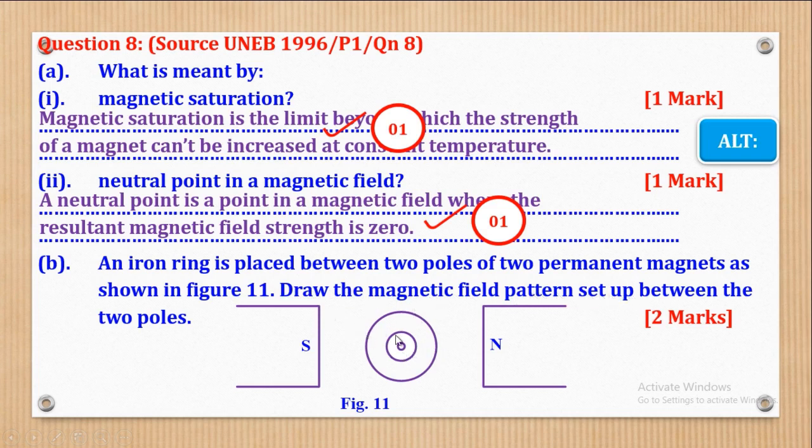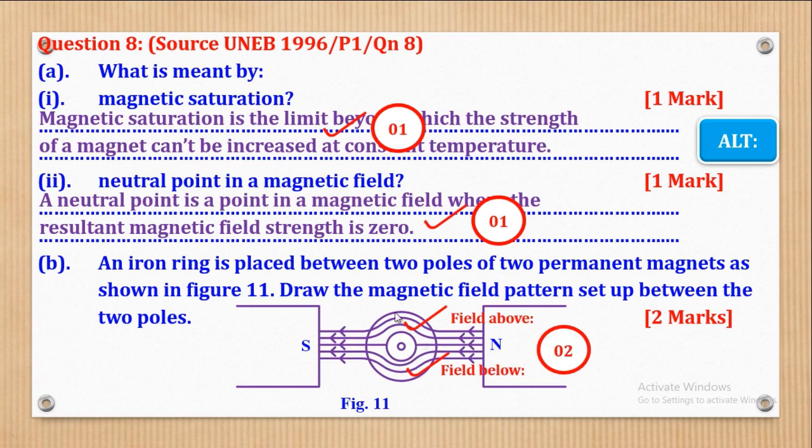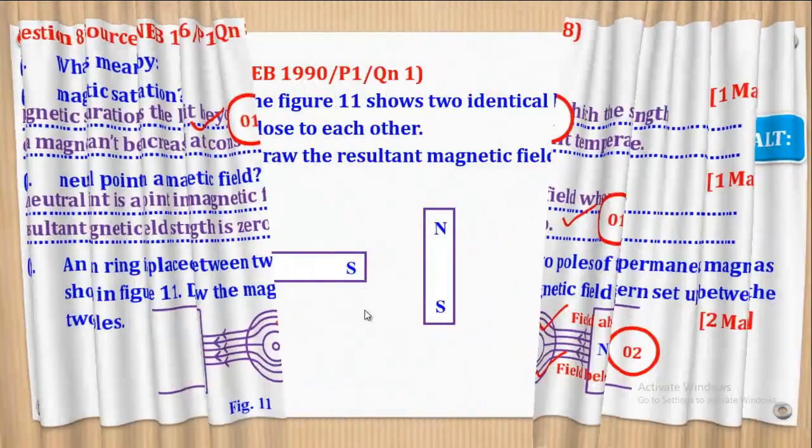So remember that this is an iron ring. So that will be the field. I think you realize that it's moving from north to south, and it does not penetrate this inner ring or inner circle. So 1 mark for the field above, another mark for the field below. That's how the 2 marks could be got in part B.